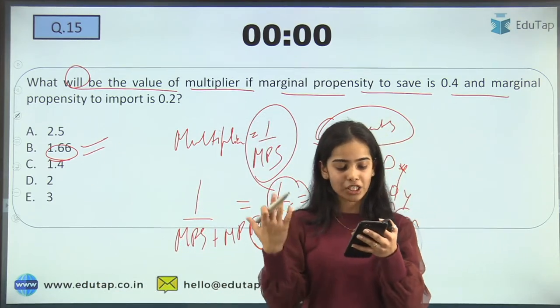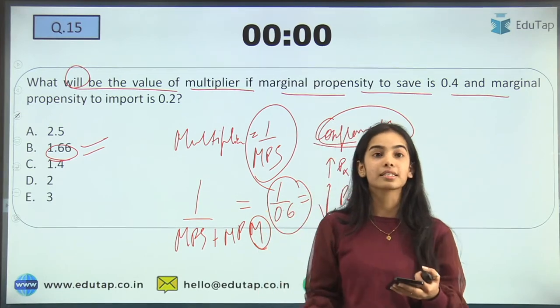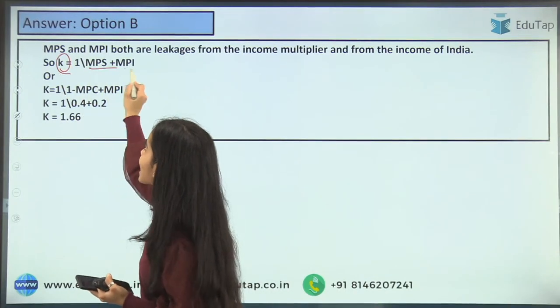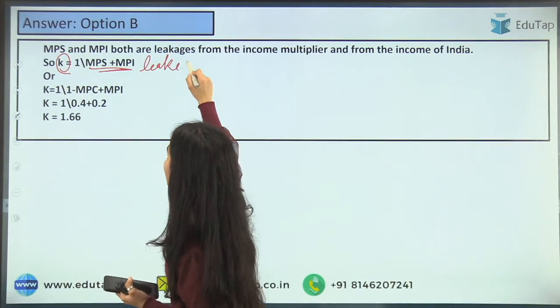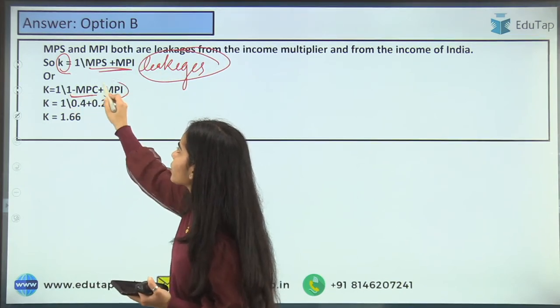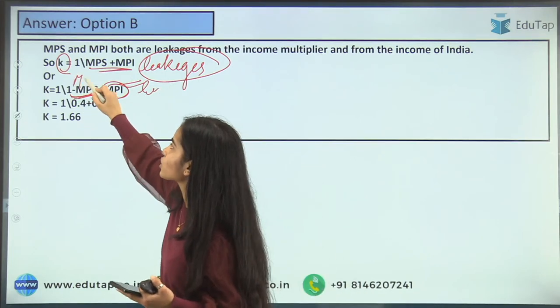So yes, Avinash, Anil, Vinash, Shubham have said the right answer. Vivek has also said the right answer. That is B. So what you need to do for the multiplier is just add the leakages. Just add the leakages. Okay. Or you can do 1 minus MPC and you can add the leakage, because 1 minus MPC is also the leakage.